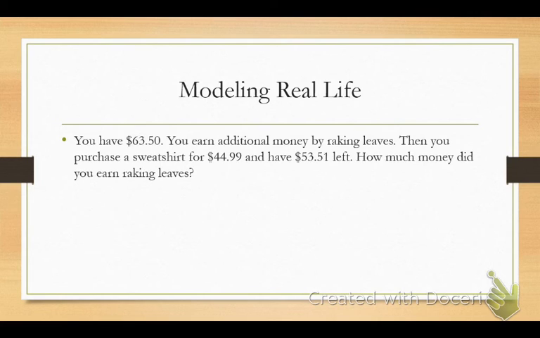Okay? All right. You have a word problem. It says you have $63.50. You earn additional money by raking leaves. Then you purchase a sweatshirt for $44.99 and have $53.51 left. This was on your last test. Remember, you have to show an equation. Even on the last test, I still had people making mistakes on the equation. So we're going to review this, and then hopefully clear up questions on it. But you have to have an equation to get full credit. If you have only the math part of it, meaning you just added and subtracted over on the side, you can get half credit, but you're not going to get full credit.